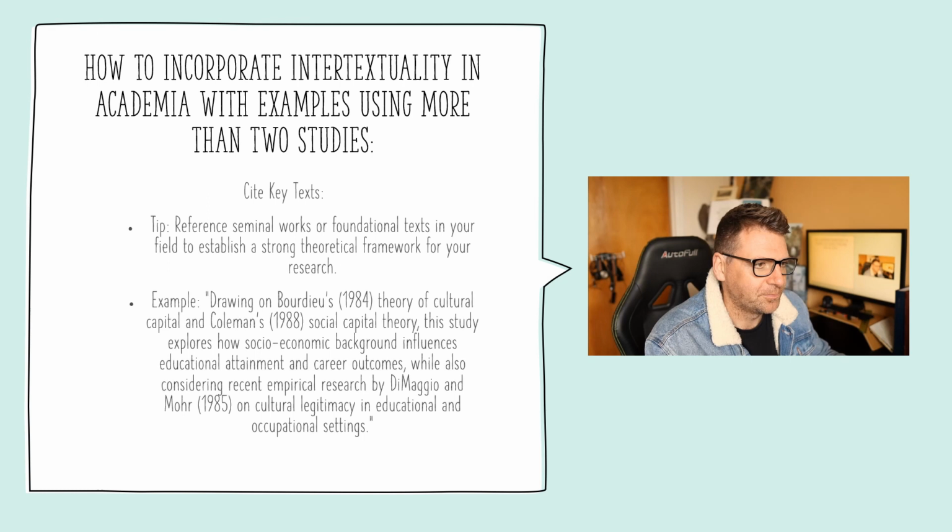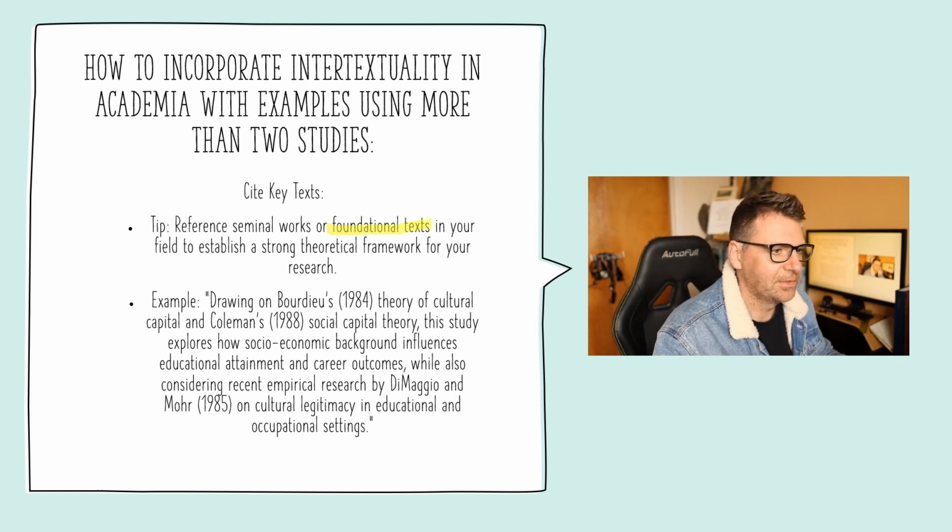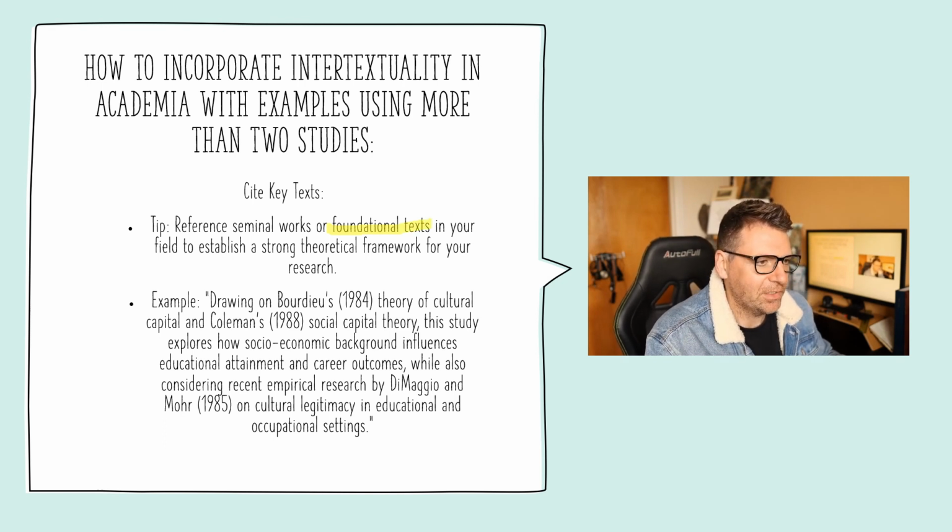Here's another one. So when you want to cite key texts in your thesis, or foundational text, that's a very important thing as well. So here you go, look, drawing on Bourdieu's 1984 theory of cultural capital and Coleman's social capital theory. So there's 2 people we're using already. This study, which is your study, explores how socio-economic background influences educational attainment and career outcomes, while also considering recent empirical research by DiMaggio and Moore, 1985, on cultural legitimacy in educational occupational settings.